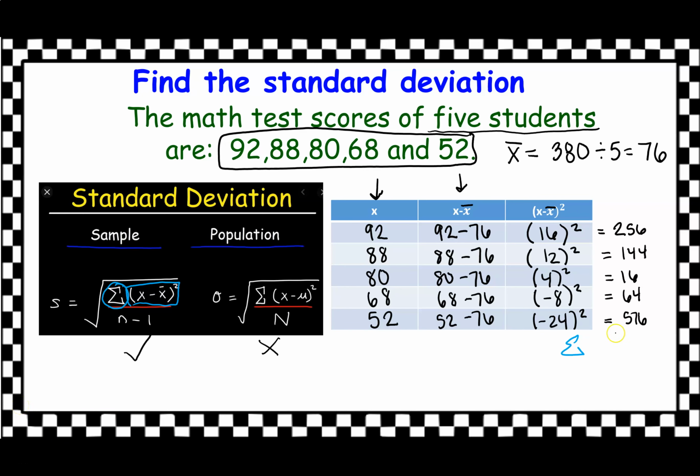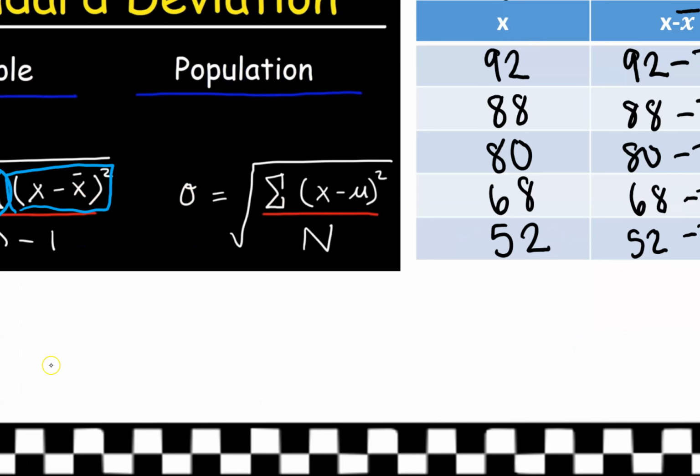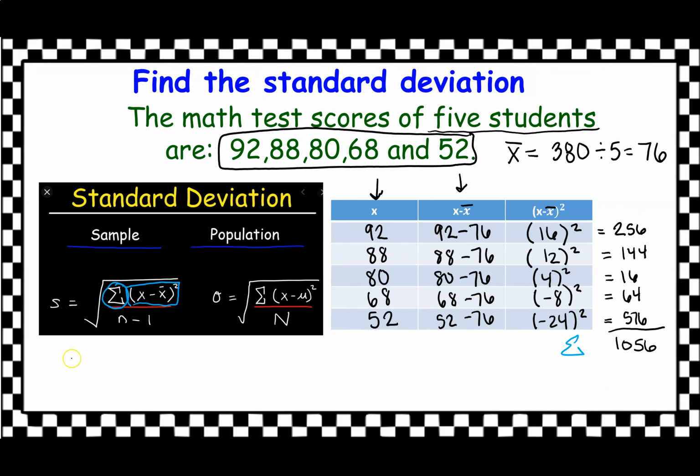So adding those all up, that's my calculator, and I get 1056. Sweet. So now let's just go back and plug into the formula. So I've got my S, or I can write standard deviation if you want. S or SD is totally fine to me. I'm going to have the square root, the sum of all of these, and that's going to be 1056.